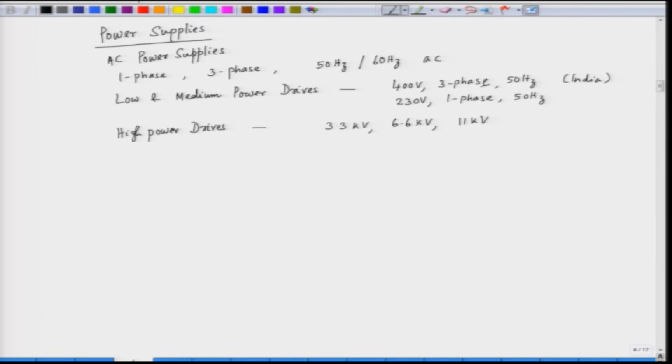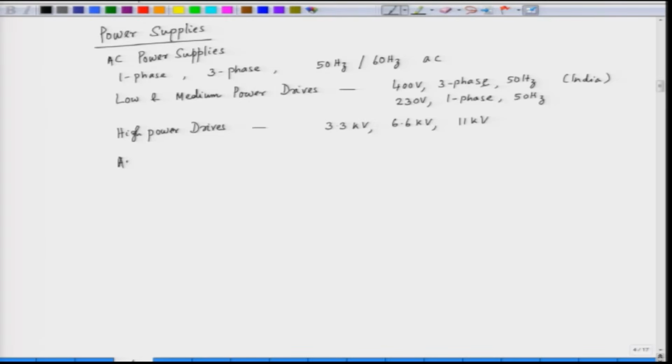And then for aircraft application, when we talk about space application or aircraft application, the frequency is not 50 hertz. For aircraft AC power supply, we use 400 hertz frequency, because when the frequency is high, the magnetic component weight can be reduced, the volume can be reduced, and that is an added advantage to aircraft and space application.